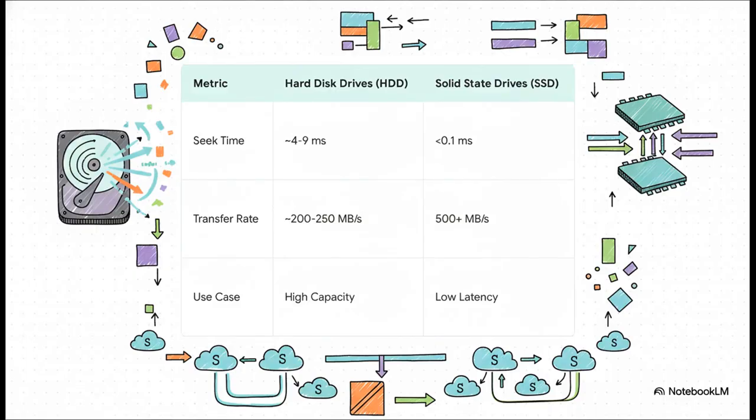So on one hand, you have traditional hard disk drives, your HDDs. They're super cheap and can hold massive amounts of data, which makes them absolutely perfect for storing the actual bulk content of your files. But on the other hand, you have solid-state drives, or SSDs. Their secret weapon is near instantaneous seek time, which makes them ideal for storing all the metadata and indexes S3 needs to find your data in a fraction of a second.